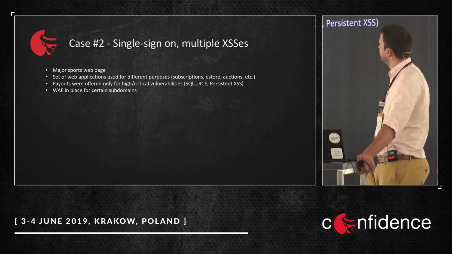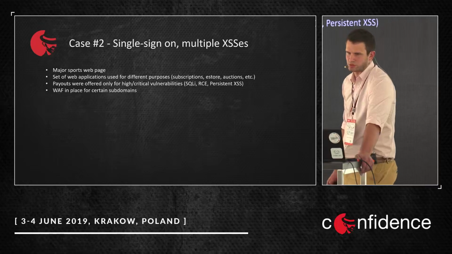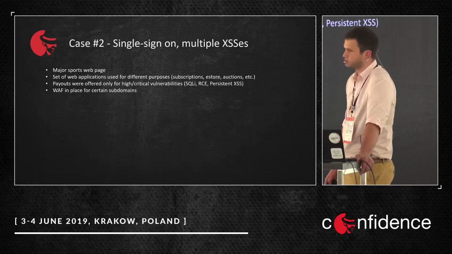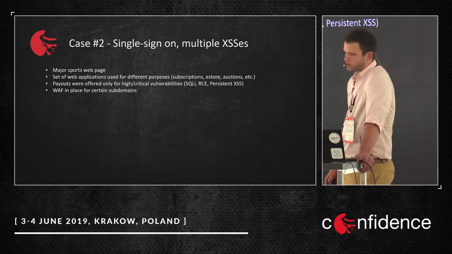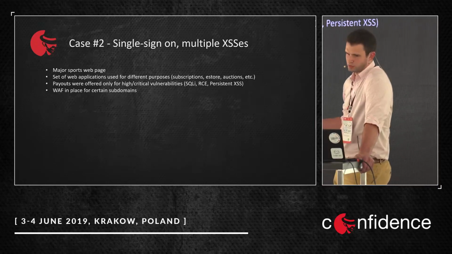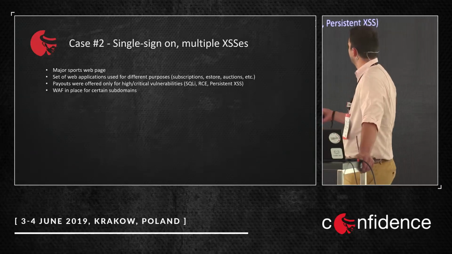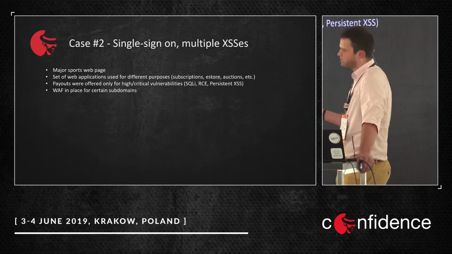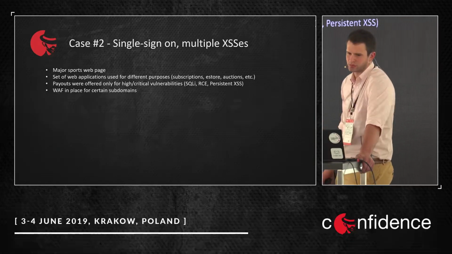Going forward, another case of this inter-application vulnerability. This was a web page of a major sports league. They used a number of applications located within different subdomains. They had a separate application for the e-store, for auctions, for subscriptions, for scores, results, whatever. Plenty of different subdomains.